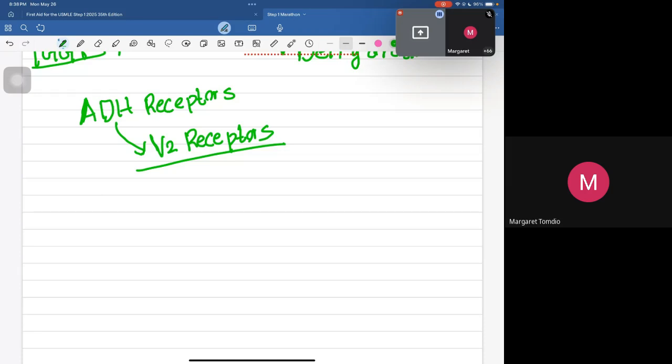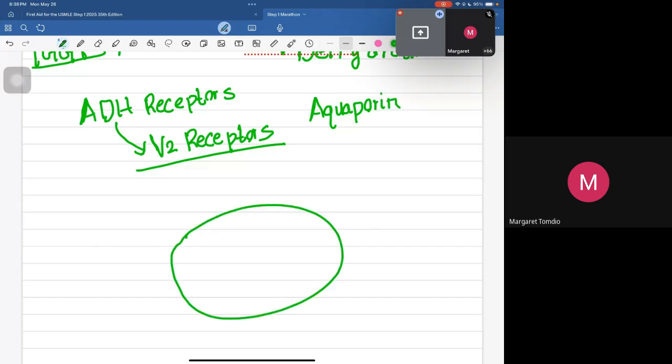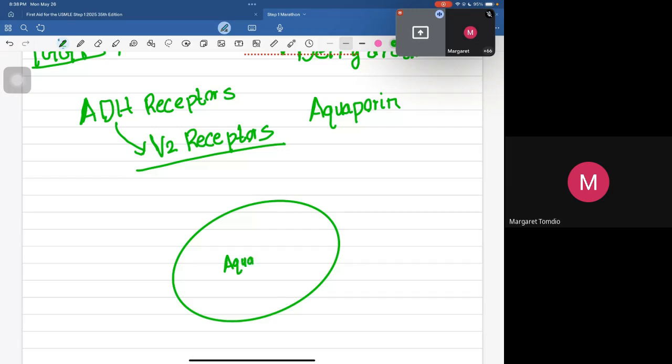Whenever ADH works on these receptors, you are gonna get aquaporin channels. If this is the cell of a collecting duct, and this is aquaporin, present here, now if ADH starts working, this aquaporin channel is gonna go here, and it's gonna form a channel for the reabsorption of water like this. So this is all happening due to ADH. This is how ADH works in the collecting ducts.